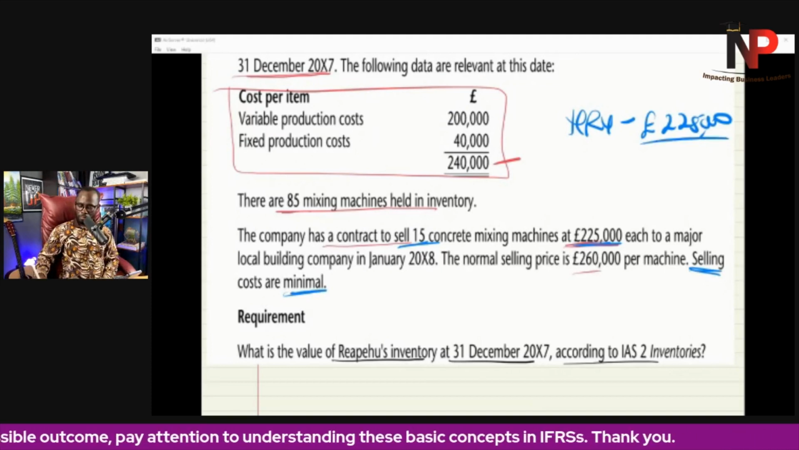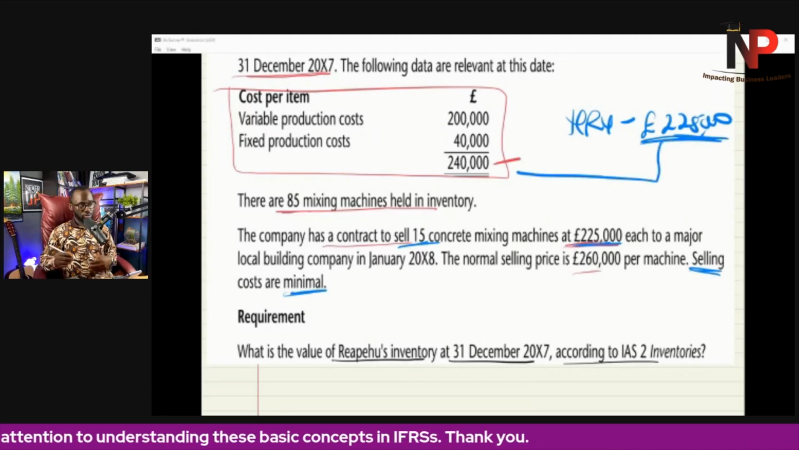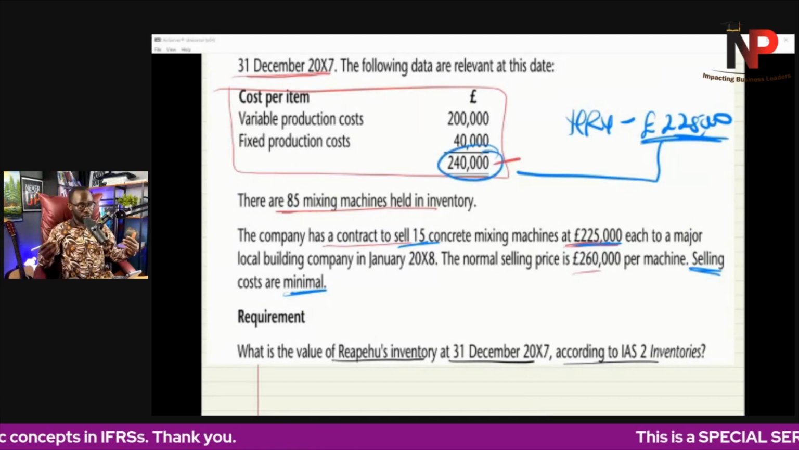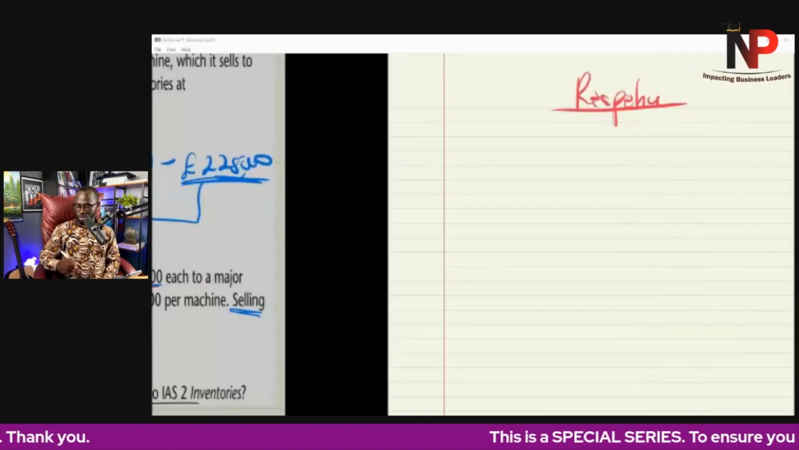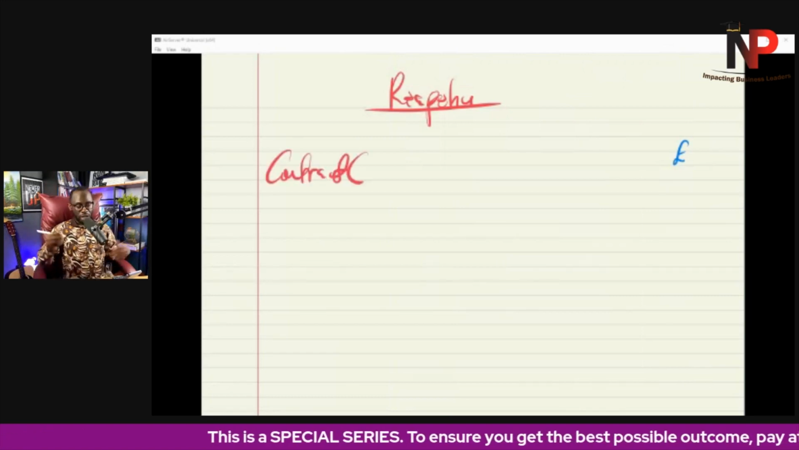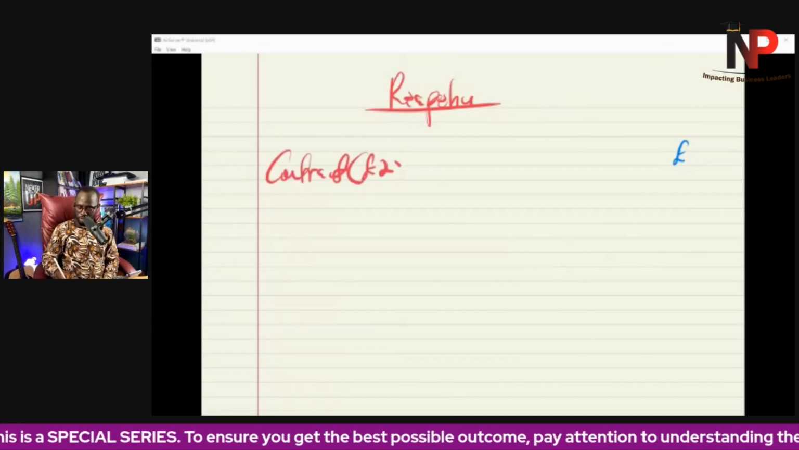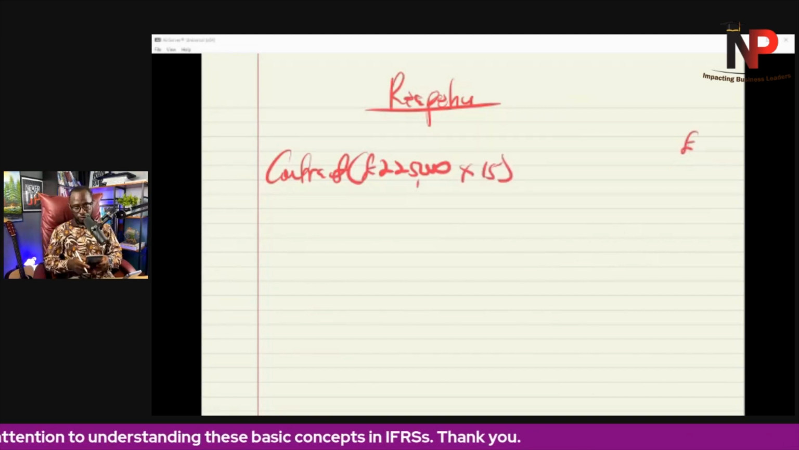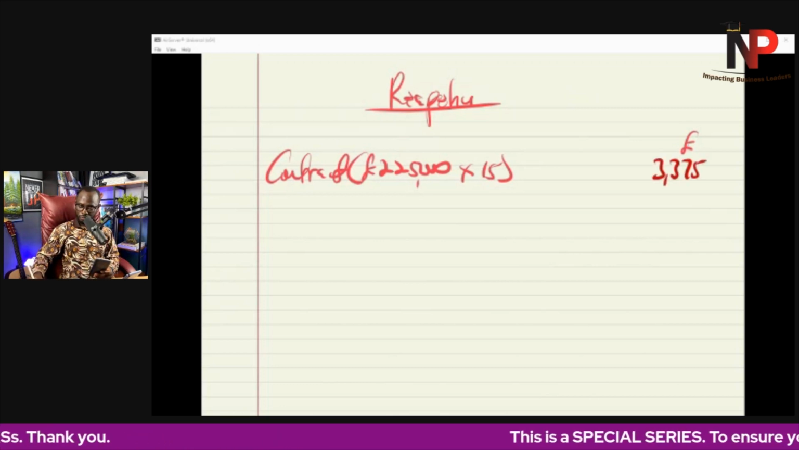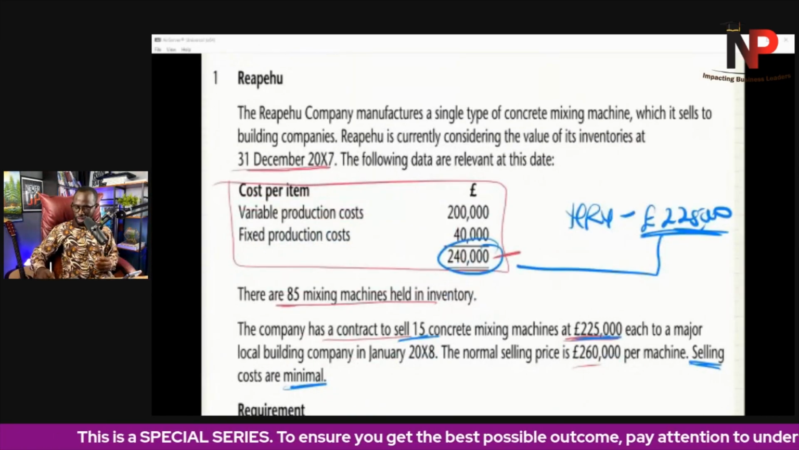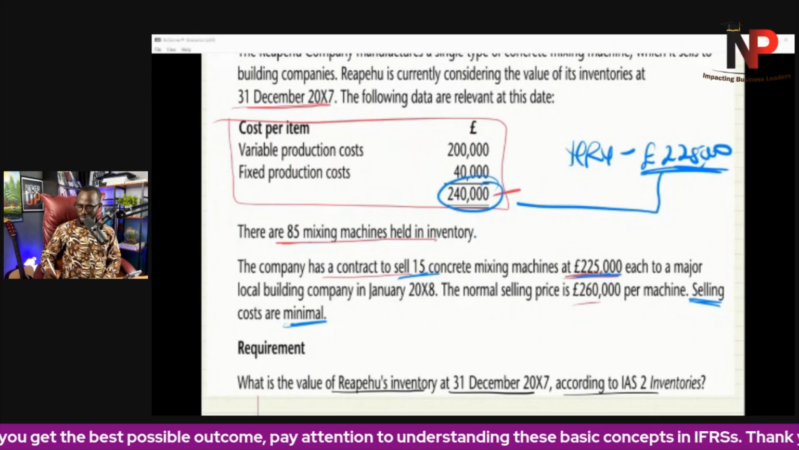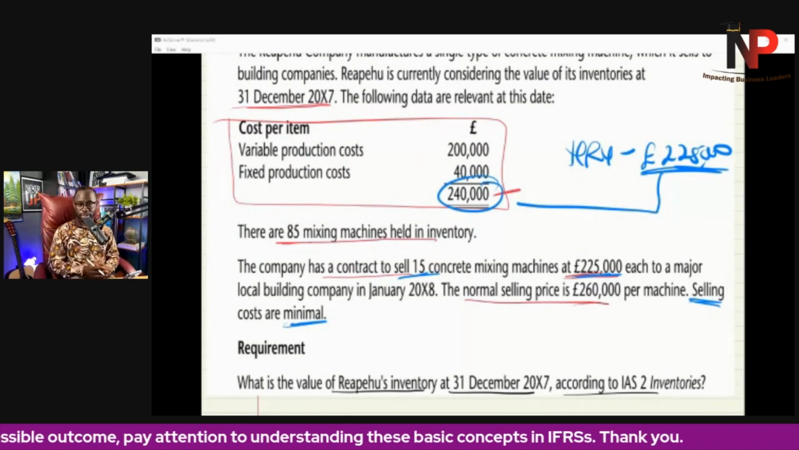So if you compare that to the cost, you realize that the net realizable value is lower because the cost is 240,000, the lower of the two. So under the contract, we are going to be selling 15 machines at 225,000. So 225,000 by 15, and that is 3,375,000.